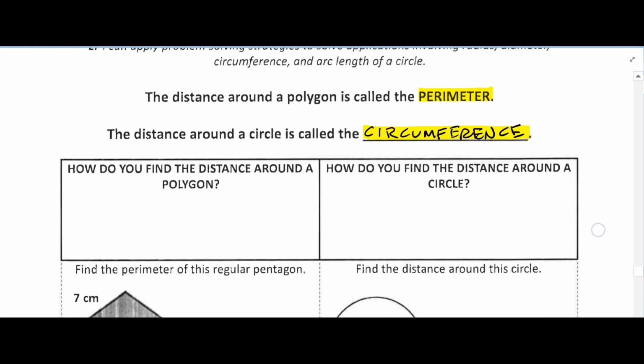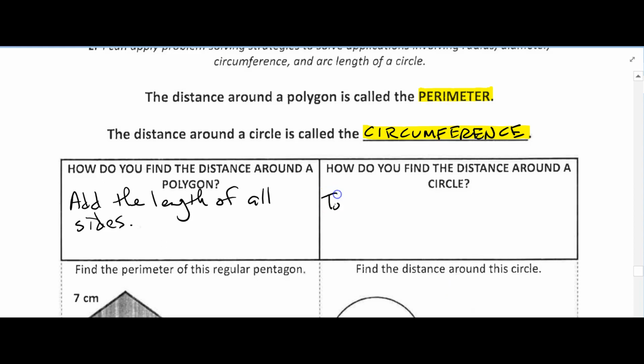So how do we find the distance around a polygon? Well, a polygon, it's easy. We just find the length of each side and then you add them up. So we will add the length of all sides. But with a circle, we don't have any sides, so we need to have a special formula.